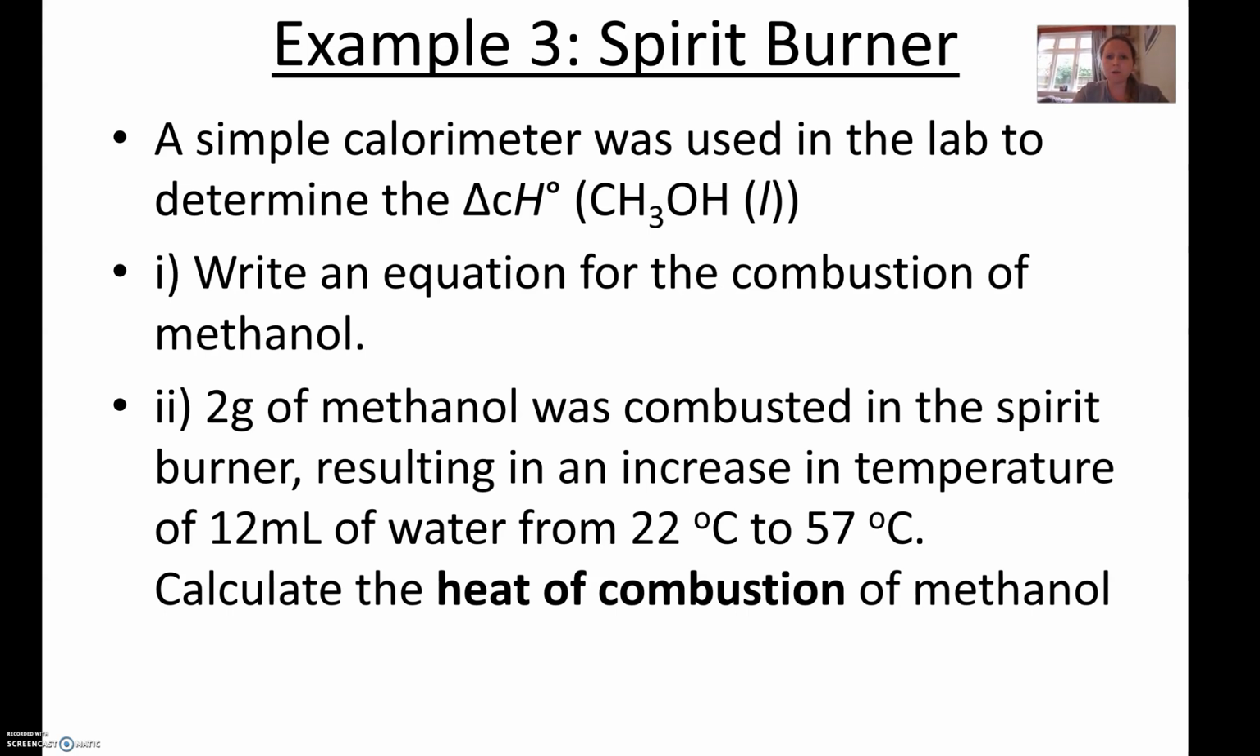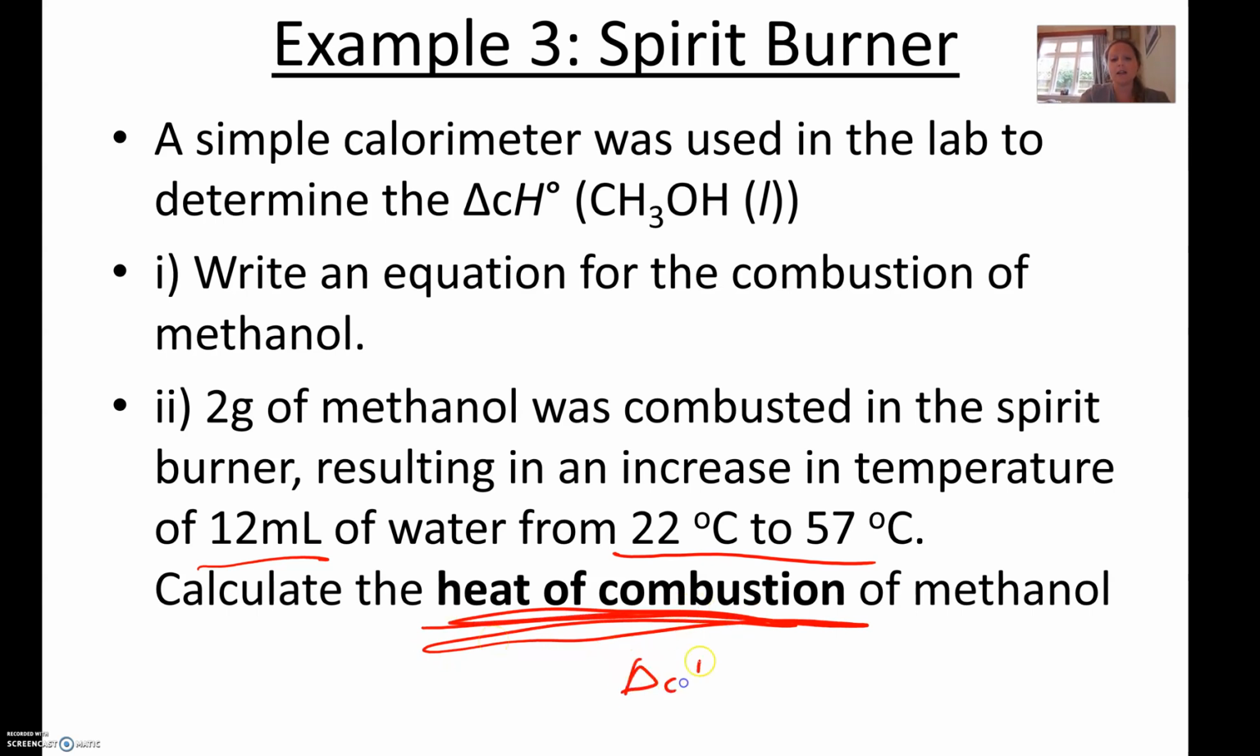So a simple calorimeter was used in the lab to determine the enthalpy of combustion of methanol. Write an equation for the combustion of methanol, and 2 grams was combusted in the spirit burner, resulting in an increase in temperature of 12 mils of water from 22 to 57. Calculate the heat of combustion. Heat of combustion is the same as enthalpy of combustion, which means you're calculating this. So not just Q this time.